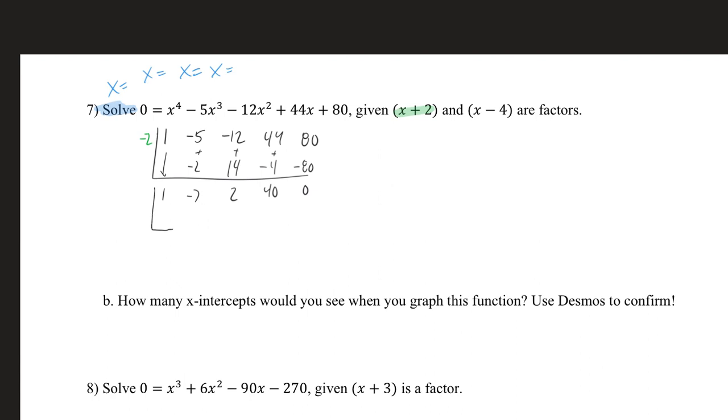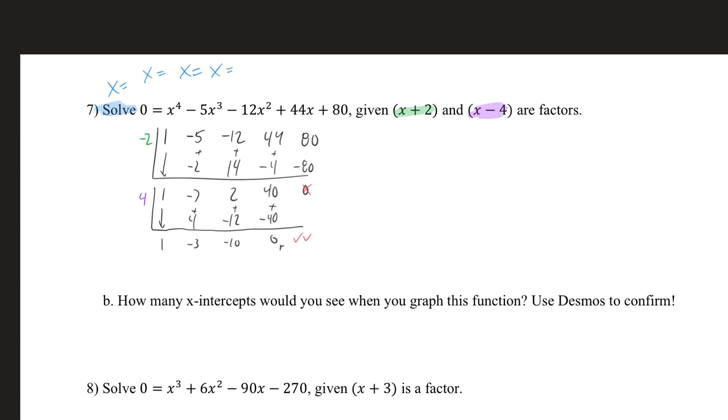Draw another box. I'm going to use the x minus 4, for a positive 4 as the 0. Drop down the 1, multiply, get 4, add, get negative 3, multiply, get negative 12, add, get negative 10, multiply, get negative 40. I forgot to cross that out, so we don't need that guy. And there's our 0. So we got 0 both times, those worked out. So we know I'm on the right track.